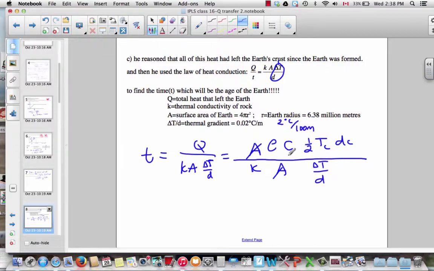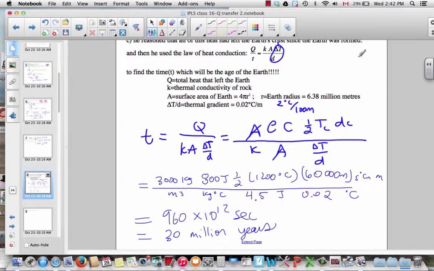We know all these constants now. And so we could substitute in rho, the density of rock, C, the specific heat of rock, the 1200 centigrade, the 60 kilometer depth, the thermal conductivity of rock, and the temperature gradient of 0.02 degrees centigrade per meter, and we can work out the age of the Earth. So I'll punch that through, and then we'll see what we get.